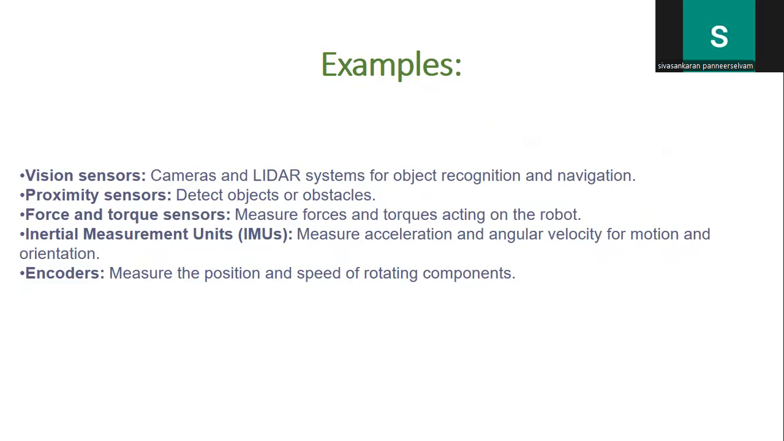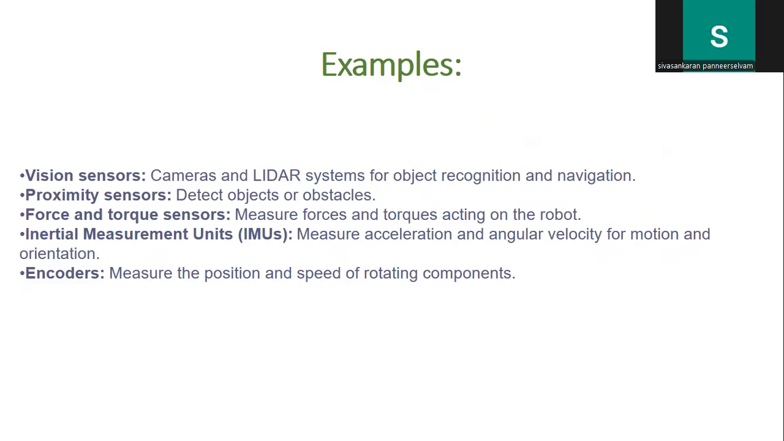What are the examples for various types of sensors and the places where they are used? Vision sensor. The vision sensor is normally used for object recognition and navigation. To detect an object in front of it and navigate around the obstacle, for that purpose the vision sensors are used. Proximity sensors are used to detect objects or obstacles at a particular range or distance.